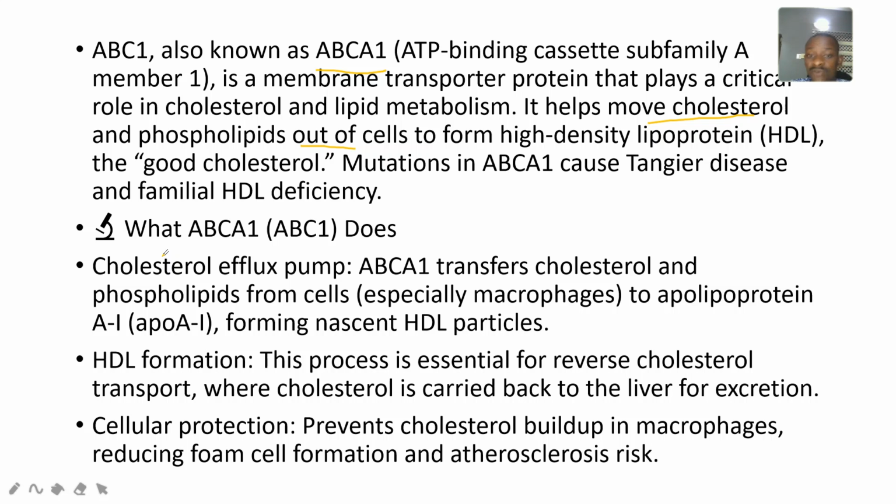So what is it? It's a cholesterol efflux pump. It transfers cholesterol and phospholipid from cells. Do you understand? It will move it towards apolipoprotein A. So it's the apolipoprotein A that will now become high density lipoproteins, which are very good to us. This process is essential for reverse cholesterol transport, where cholesterol is carried back to the liver for excretion.